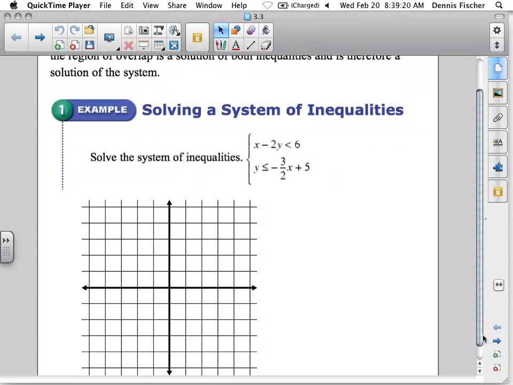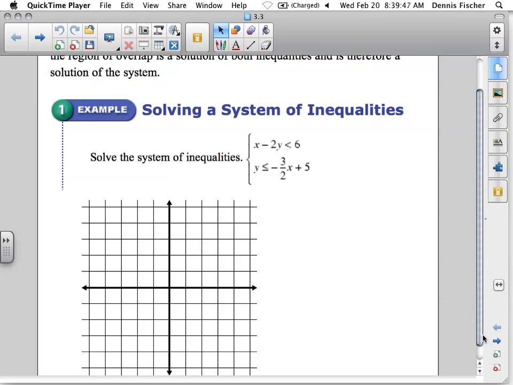We have x minus 2y is less than 6, and y is less than or equal to negative 3 halves x plus 5. Now I want you to talk about the first equation. You notice the first equation is less than, correct? If it's less than, what kind of line? First of all, what kind of shape is it? It's a line, okay? Is it going to be a dotted line or a solid line? Dotted. There's no equal sign.